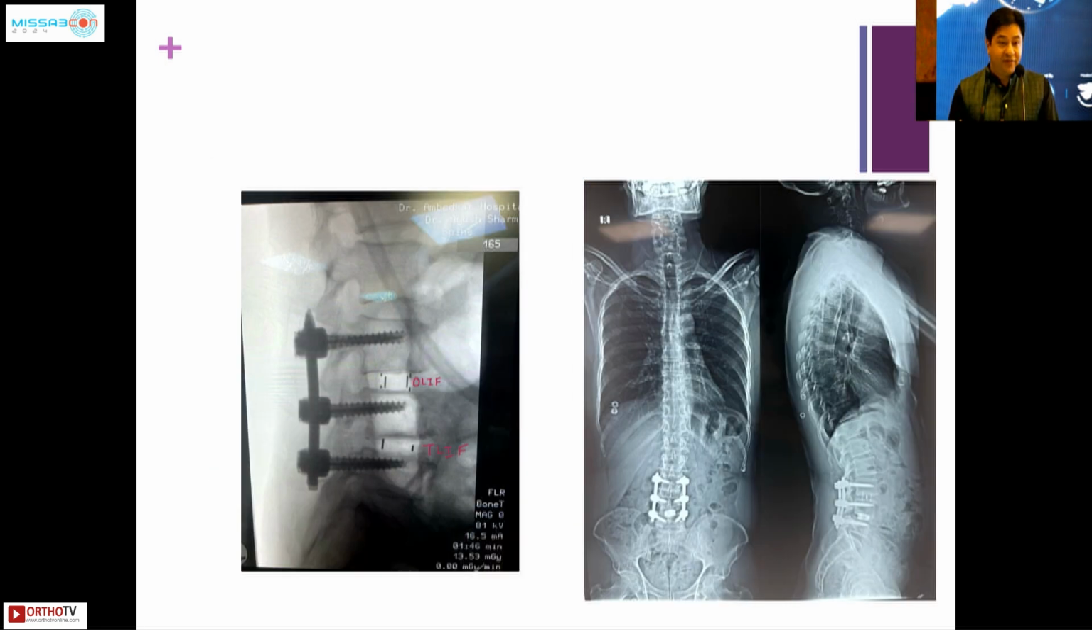Why OLIF? Now this is a case where you have a TLIF and OLIF because the anatomical corridor at L4-5 was not good enough to do an OLIF.